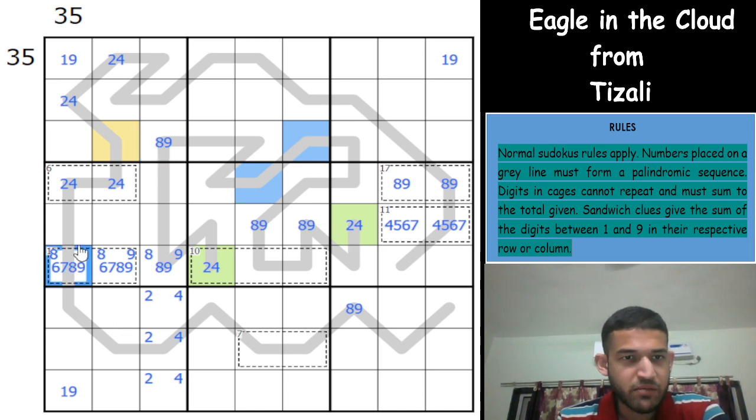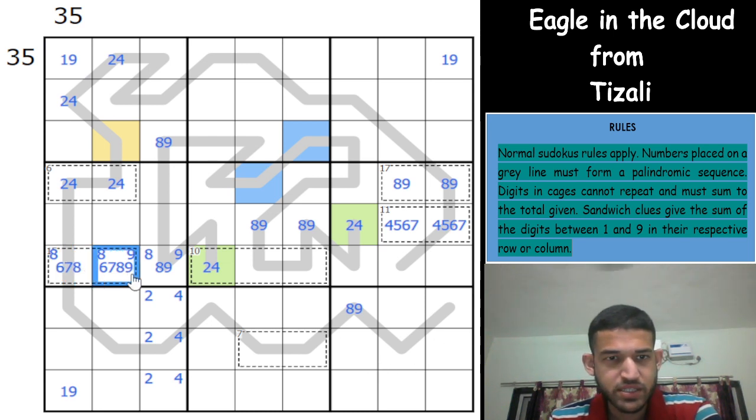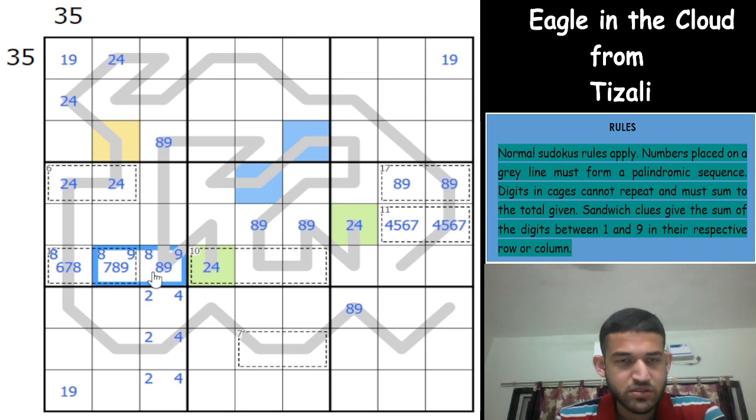Oh, 9 can be eliminated from here, right? Because of this 1, 9 pair. This could have been done a long back. So this is not a 6 anymore. 9 is in one of these two cells.